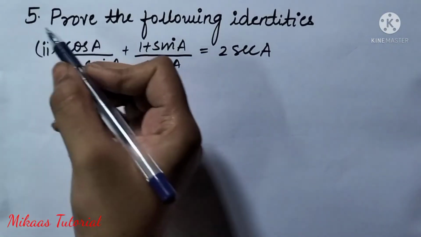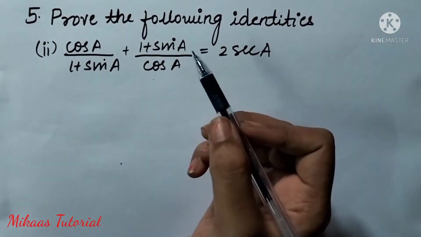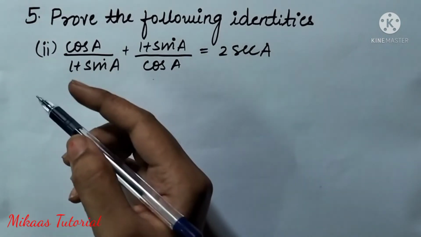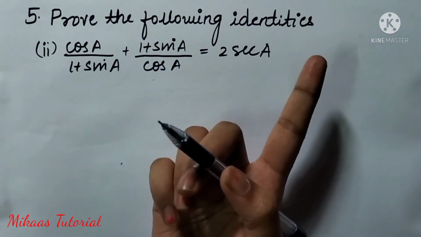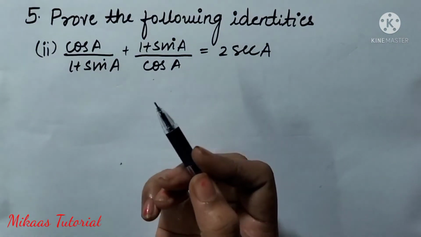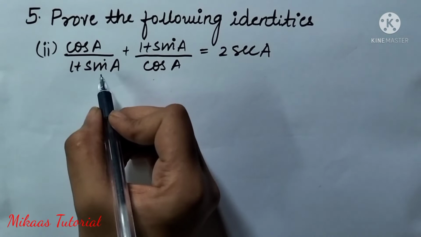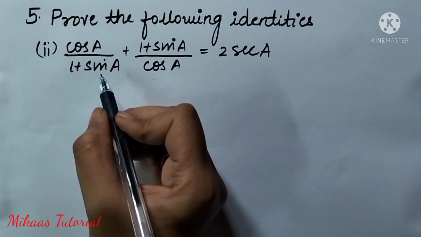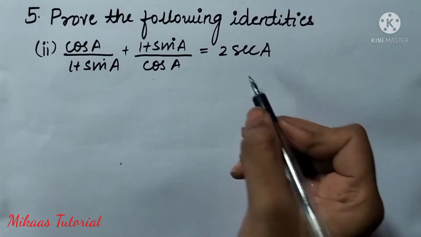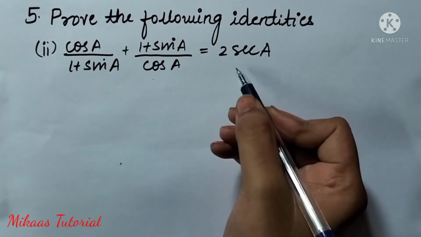Now the fifth question is, prove the following identities. So what are the identities we have learnt? We have learnt 1 plus tan square a is equal to secant square a. Sine square a plus cos square a is equal to 1. We have 3 more identities like this. So we have to use those identities and solve this question. So here this is the LHS and this is the RHS. You have to prove that.